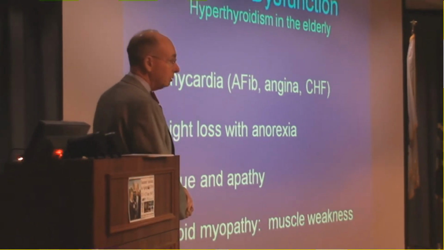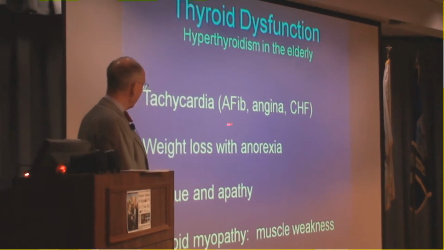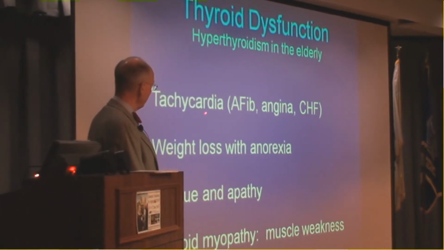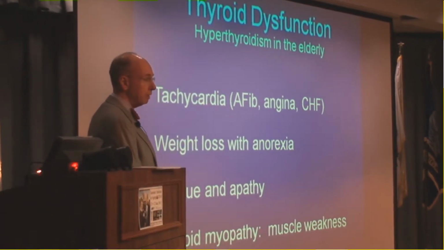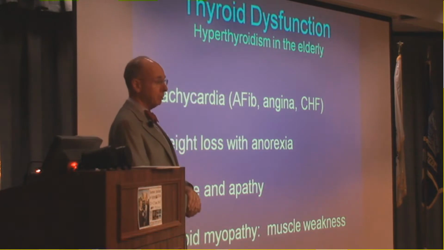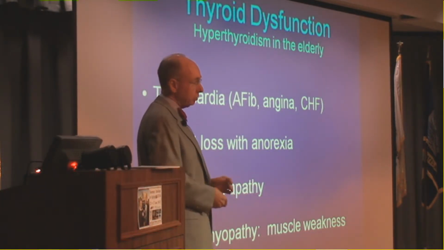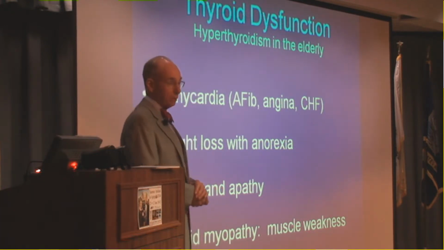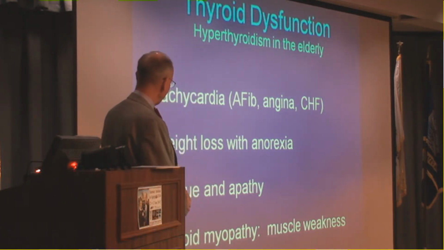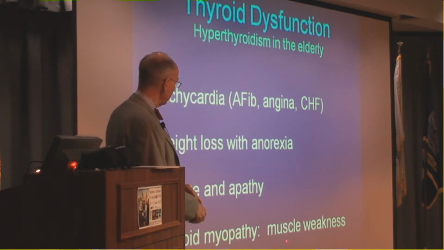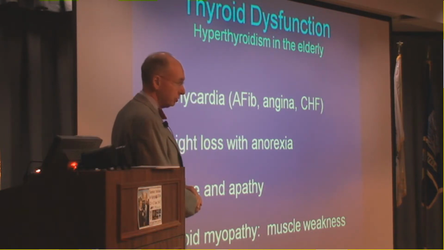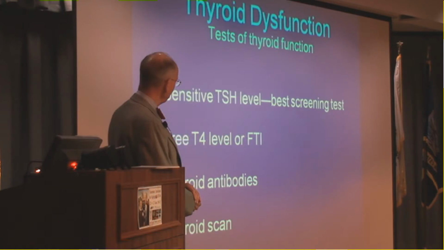In old people, if you have atrial fibrillation or your heart's beating real fast, maybe every time you go to the doctor your heart beats 112 times, we may want to think, gee, maybe you're hyperthyroid. Maybe we ought to just take a look at that. Weight loss in old people, apathy, fatigue, maybe your muscles are weak. Maybe it's not just getting old, but maybe it's thyroid. So we do some tests.